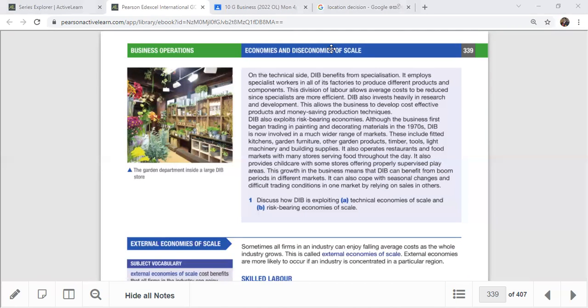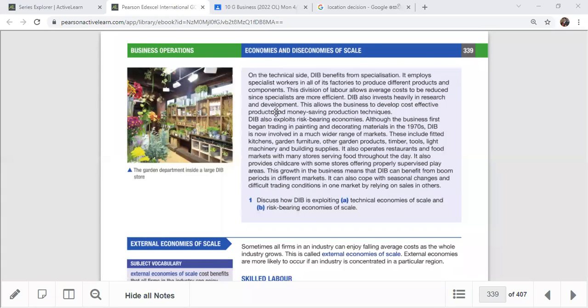DIB also exploits risk-bearing economies. Although the business first began trading in painting and decorating materials in the 1970s, DIB is now involved in a much wider range of markets. These include fitted kitchens, garden furniture, other garden products, timber, tools, light machinery, and building supplies. It also operates restaurants and food markets with many stores serving food throughout the day. It also provides childcare with some stores offering properly supervised play areas. This growth in the business means that DIB can benefit from boom periods in different markets. It also copes with seasonal changes and difficult trading conditions in one market by relying on sales in others.